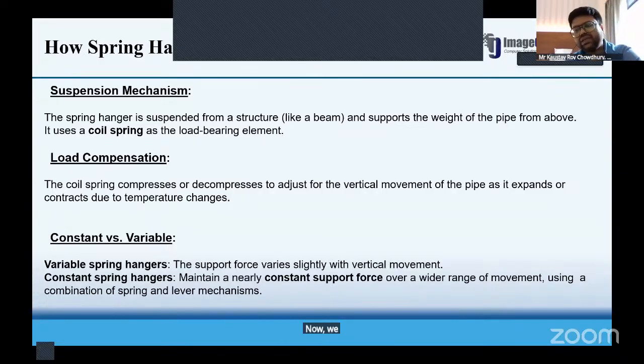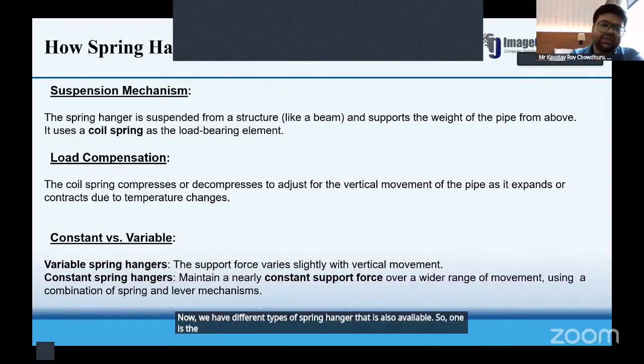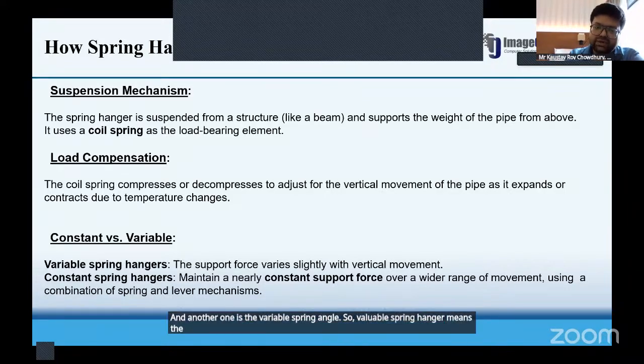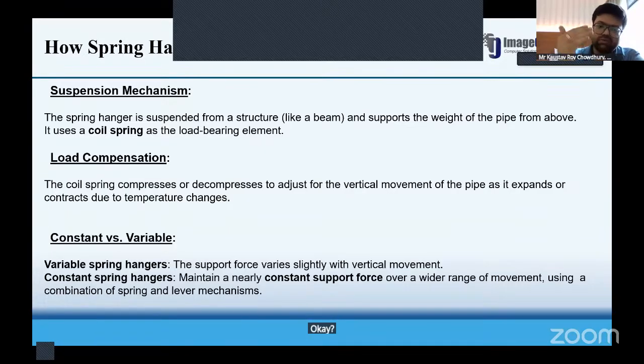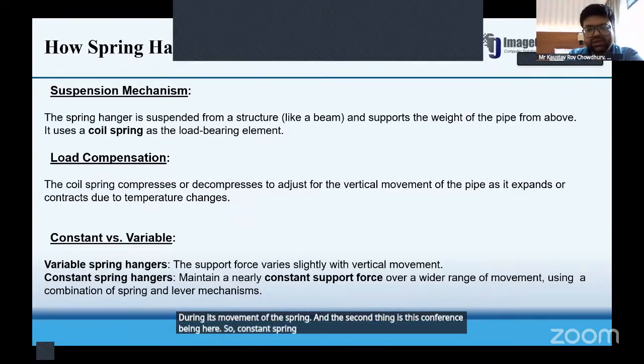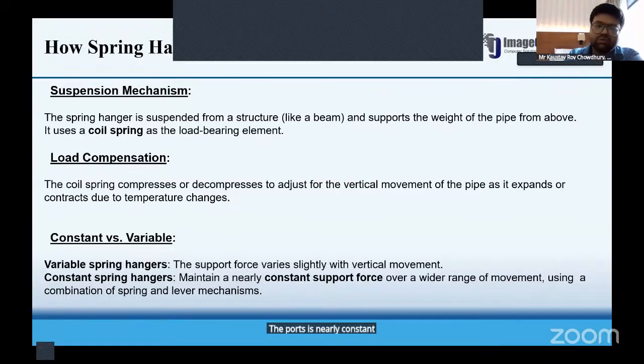Now we have different types of spring hanger that are also available. One is the constant spring hanger and another one is the variable spring hanger. Variable spring hanger means the force will vary due to its vertical movement, so the force will not be constant during the movement of the spring. And the second is the constant spring hanger, where the force is nearly constant throughout the movement of the spring.